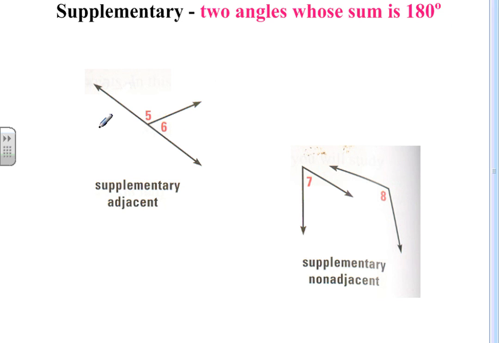Supplementary angles add up to 180. And you can see there's an example here on the left of supplementary adjacent angles. Another way of thinking about these is that they are a linear pair, which is what we saw in the last video. So if angle 6 was 80 degrees, then angle 5 would be 100 degrees. They add up to 180. And 7 and 8 again would add up to 180, and then these are an example of supplementary that's non-adjacent.